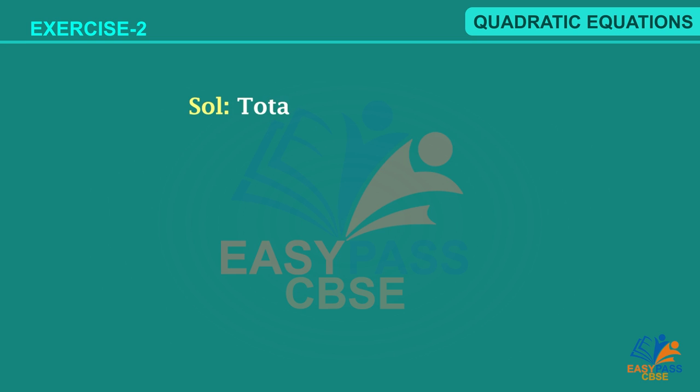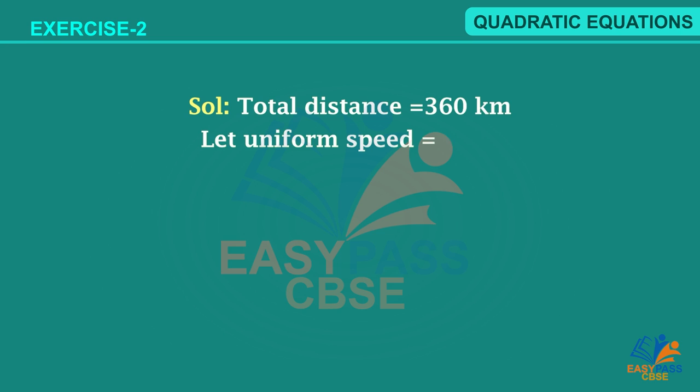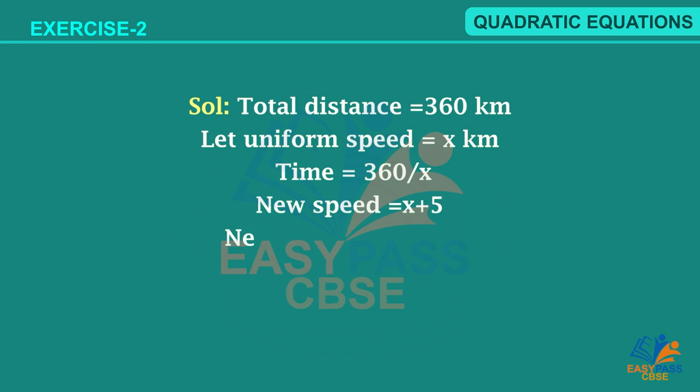Now, the total distance is 360 kilometers. Let the uniform speed be x kilometers per hour. Therefore, time is 360 by x. Now, speed is increased, so the new speed is x plus 5 kilometers per hour. The time taken to cover the same distance with x plus 5 kilometers per hour is 360 by x plus 5.